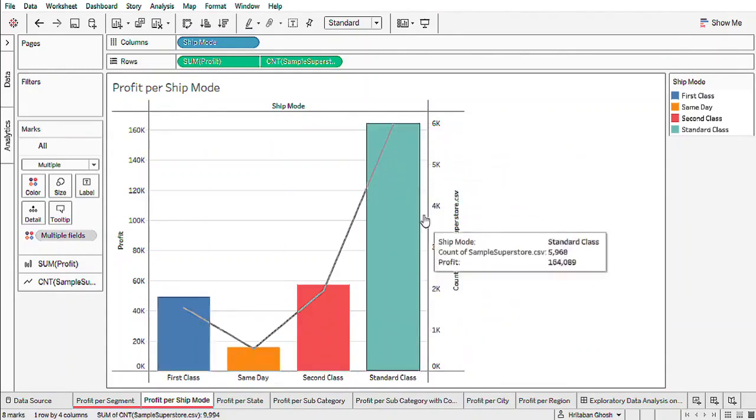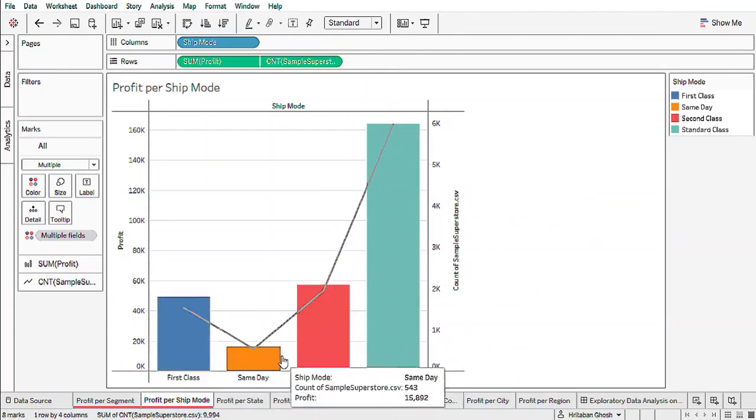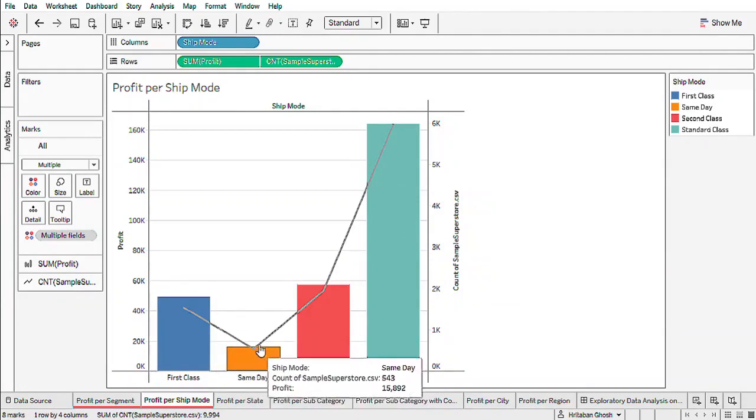And that is why I cannot analyze anything from here. I cannot say that because same day has the least profit, I need to analyze that part of the shipping mode more. No, because the superstores which have contributed to the same day are also less. So let us look into some other views.